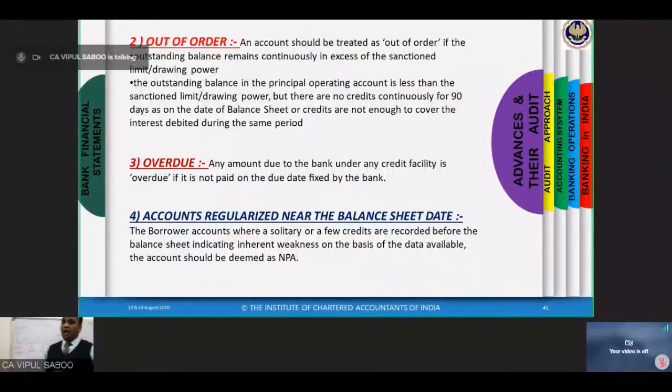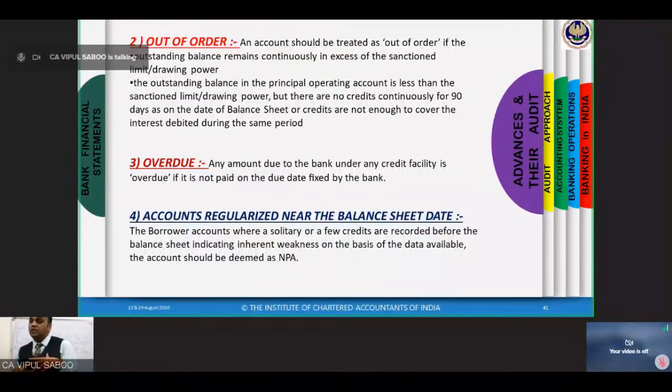So 3 cases. An account is treated as out of order if the outstanding balance remains continuously in excess of the sanction limit, more than 90 days. You are allowed to withdraw only 45 lakhs and you have overdrawn. Continuously it is in excess of that limit. Or the balance is below the drawing power, but whatever credits you are making in that account, depositing money out of your trade, your sales, your income, that is not enough to cover the outstanding amount as on the balance sheet day.